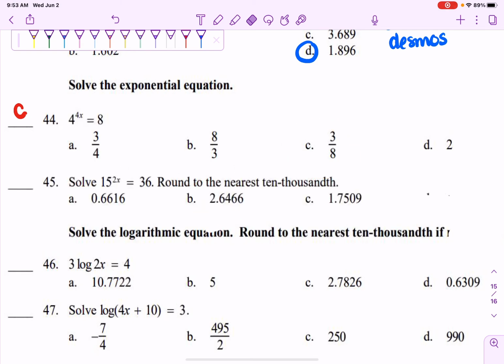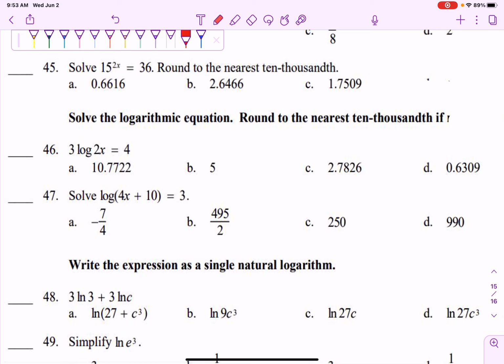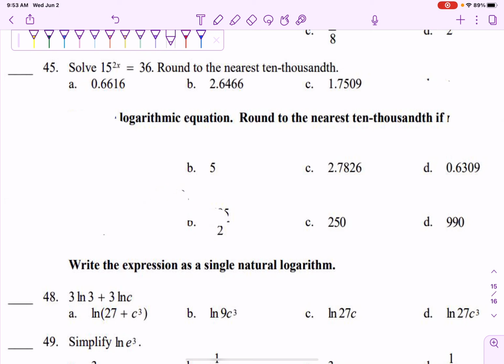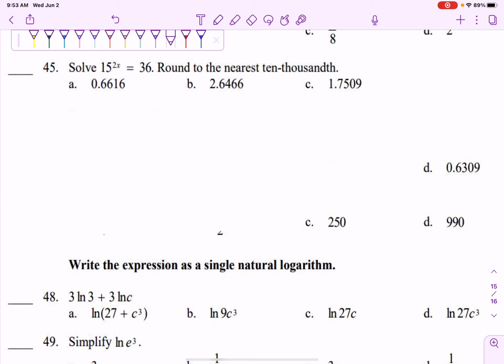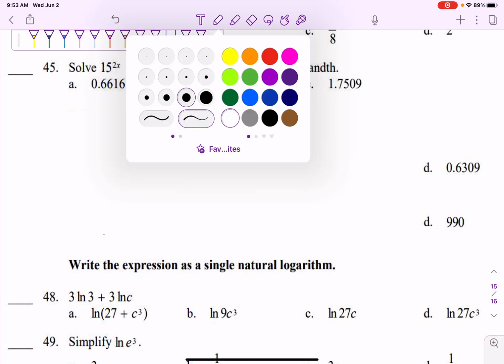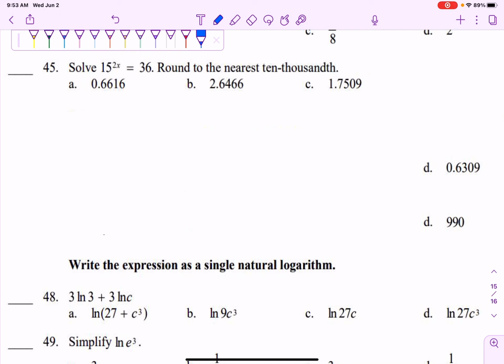Okay. So let's see. I'm going to go to the next one. Again, I'm just going to make myself a little room here. You can do this on separate paper, so you have a little bit of an advantage. I don't, I guess. So, okay. So this one says solve 15 to the 2x equals 36, and round to the nearest 10,000th. So we got to remember that spot when we get done. So first of all, if I start out with this, I know as I'm trying to solve these, being able to get exponents off or being able to get them kind of set up would be very helpful to us.